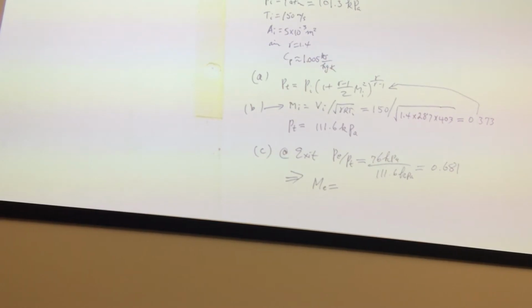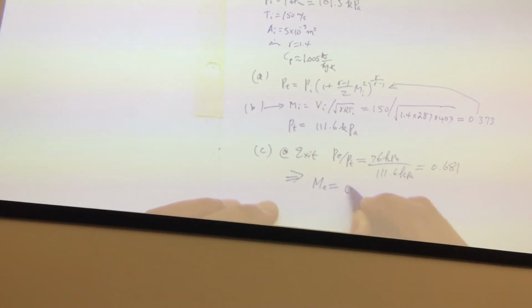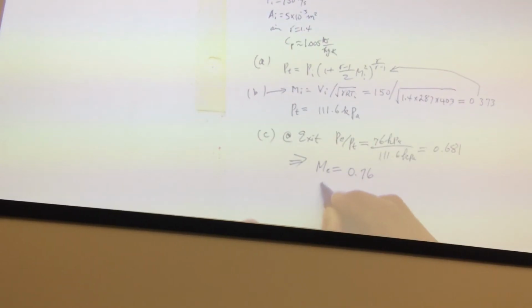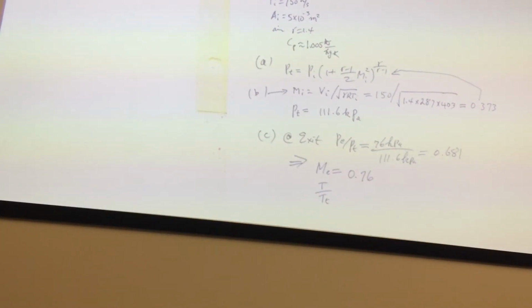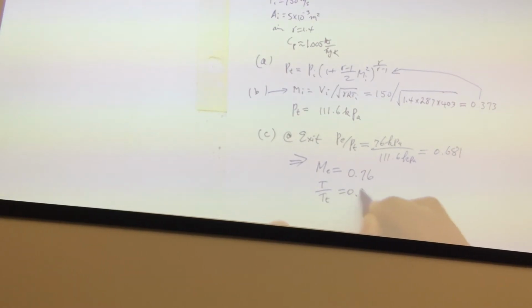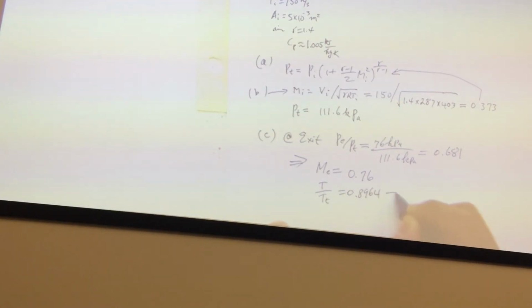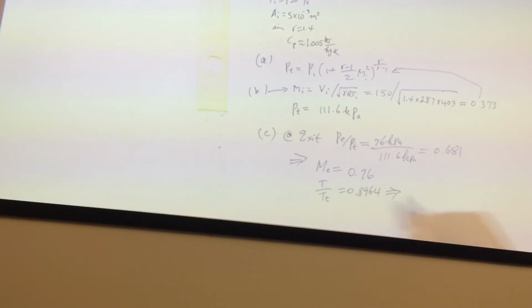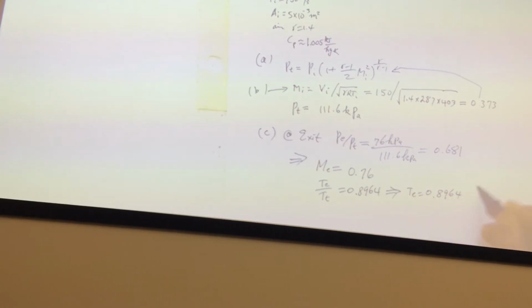So this will give you the Mach number at the exit. Look up the table or solve the equation. Okay? This will give you one number at the exit, about 0.76. And then you can have T over TT from the table. T over TT will be 0.8964. So this will give you TE equal to 0.8964 times TT.